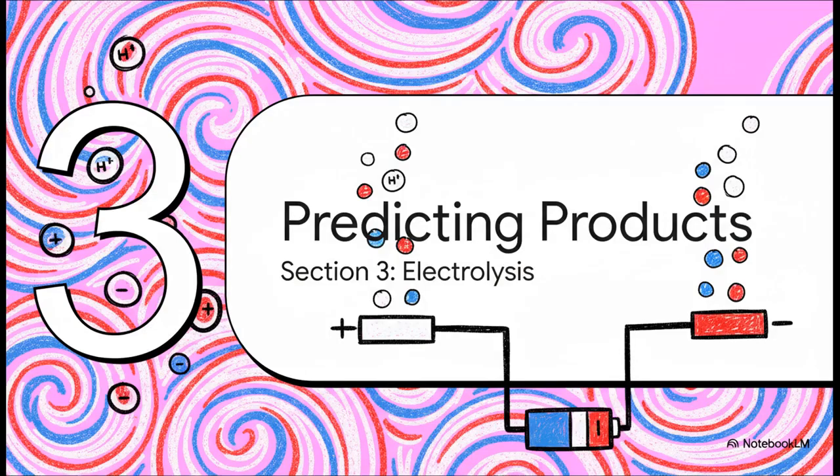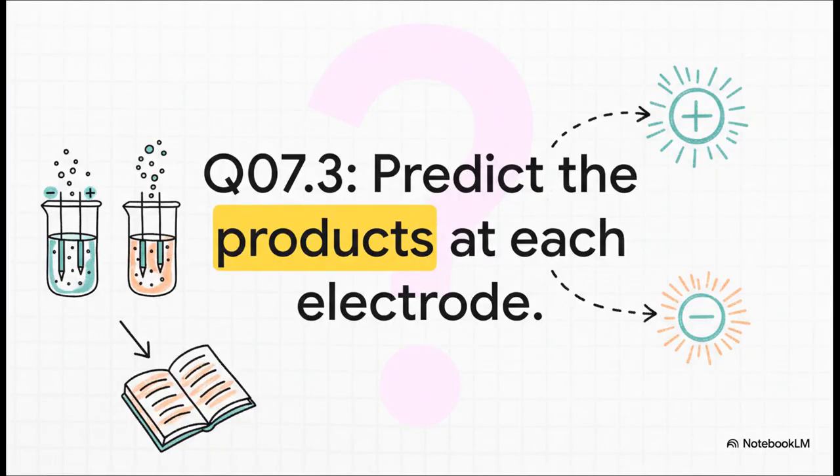This next bit really tests if you know your rules for electrolysis, especially in aqueous solutions. Because remember, the moment you add water, you've got H+ and OH- ions in the mix, and they can change what gets produced. So the task is simple. Fill in 3 gaps in this table. You've got to predict the products at both electrodes for 2 different salt solutions. Let's see what the mark scheme is looking for.